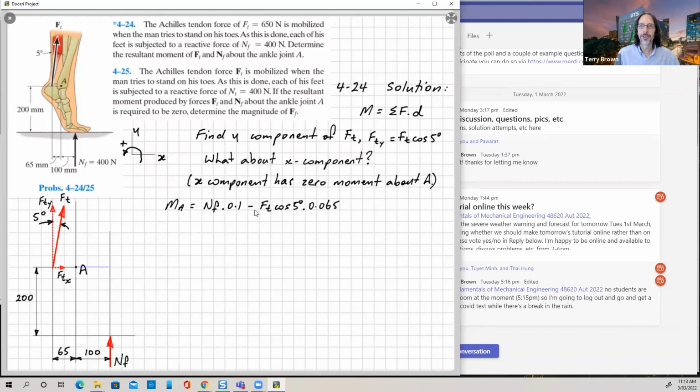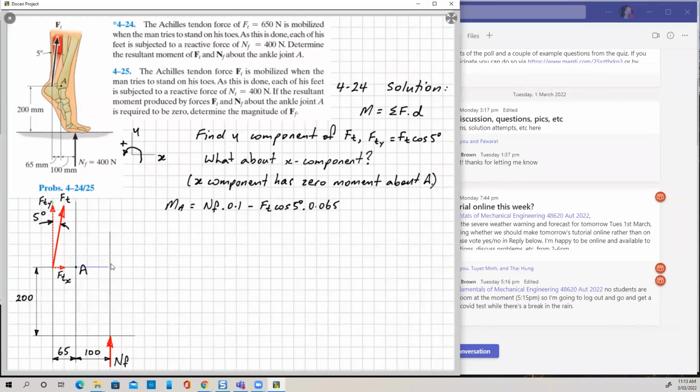Okay, so happy with the signs in front of the two moments? Should it possibly be the other way around if T is going in the clockwise direction? Oh, no, sorry, I just saw your note up the top. Yep, well done.